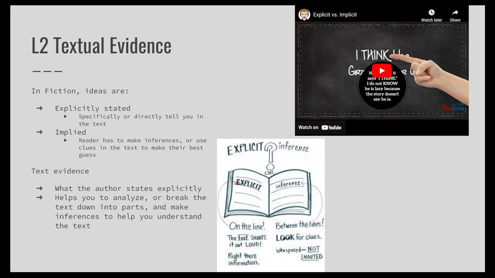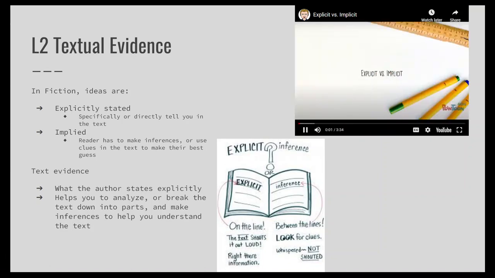When you're gathering text evidence, you're grabbing examples of things that the author is explicitly stating in the text, and then you're using that to help you analyze or break down the text parts and make inferences to help you understand. So your inference is your claim, what you're thinking, your explanation of how that explicitly stated text evidence connects back to your claim. So think about that. That's two things that you're doing. Let's watch a short video on the difference between explicit versus implicit.